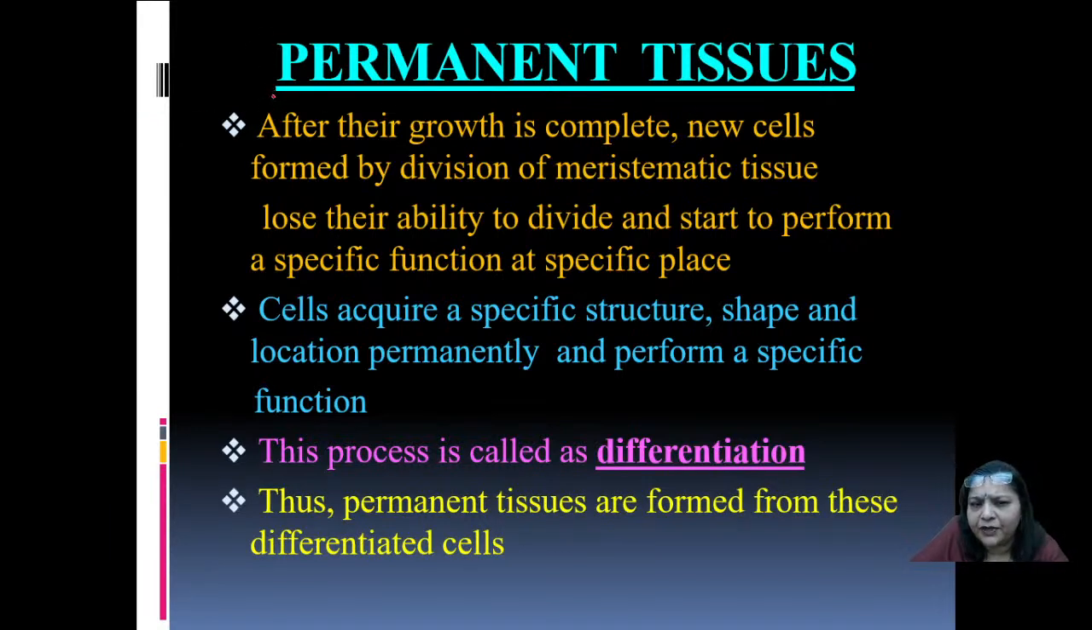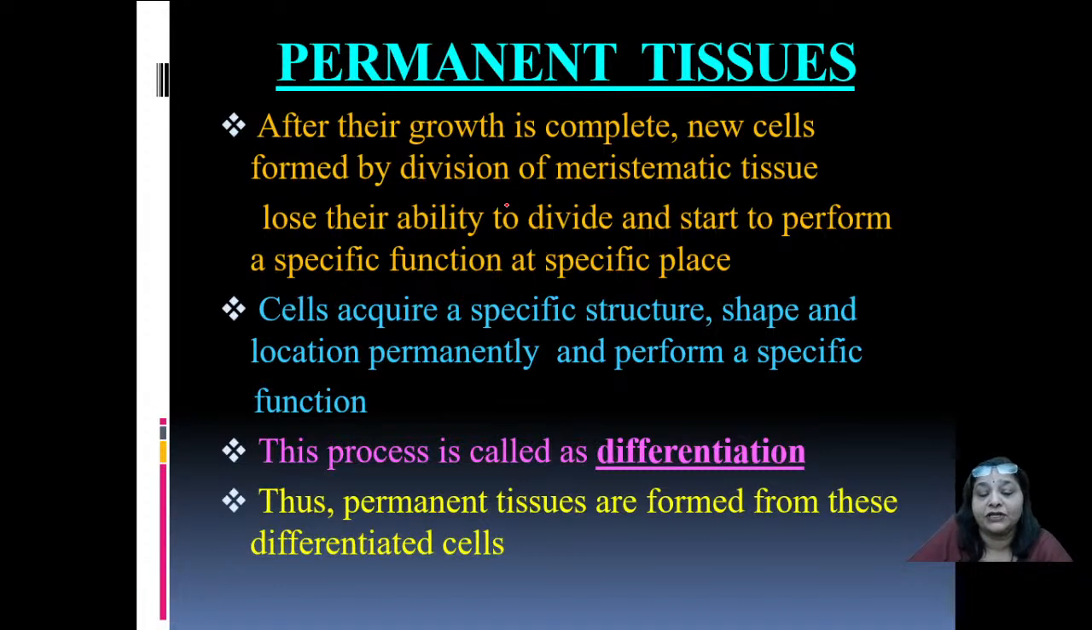Now why is that termed permanent? Because after their growth is complete, the new cells formed by the division of meristematic tissue lose their ability to divide. Then they start to perform a specific function at a specific place. That is, some modifications take place, and these cells start changing their shape and structure according to their function wherever they are located.